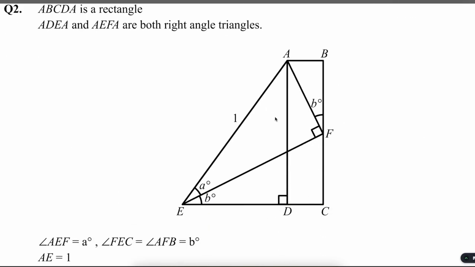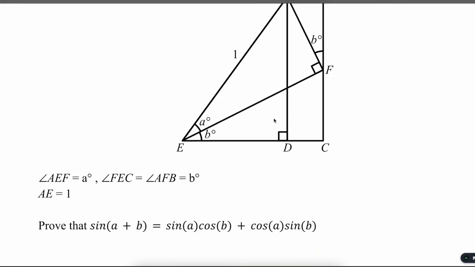ABCD is a rectangle, ADE and AEF are both right-angled triangles, angle AEF equals A degrees, angle FEC equals angle AFB equals B degrees, AE equals 1. Prove that sine (A plus B) equals sine A cos B plus cos A sine B.